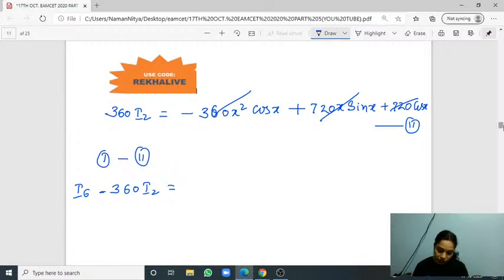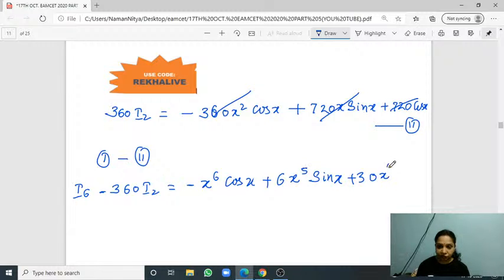So whatever the remaining thing that we are supposed to write, I'm just writing for you people. Just check it out, what I'm getting. This is nothing but minus x power 6 cos x plus 6x power 5 sin x plus 30 x power 4 cos x minus 120 x cube sin x.